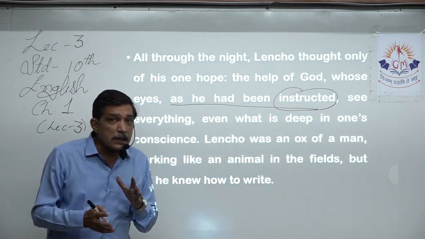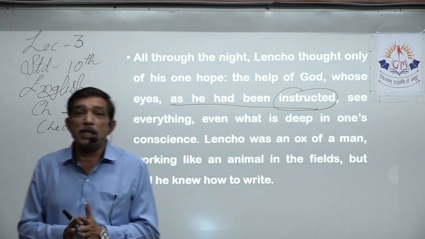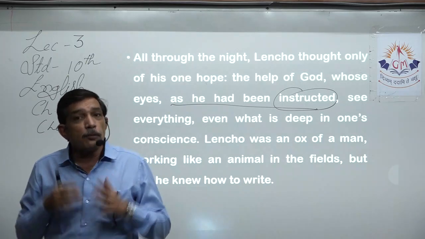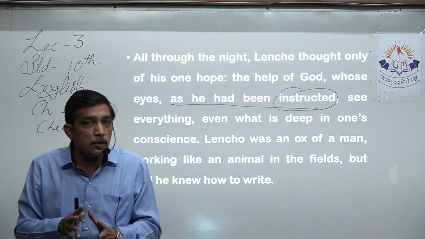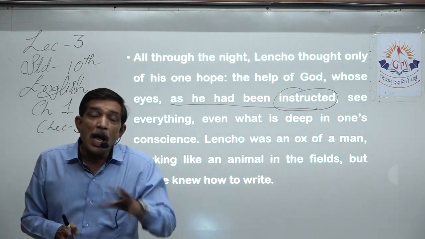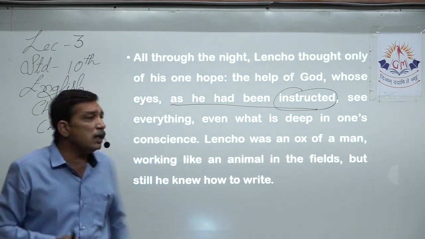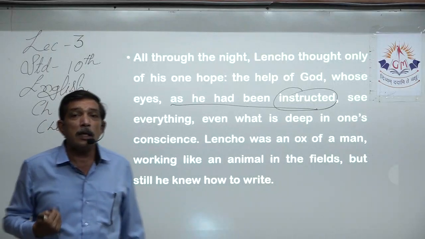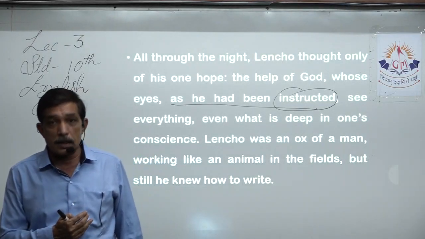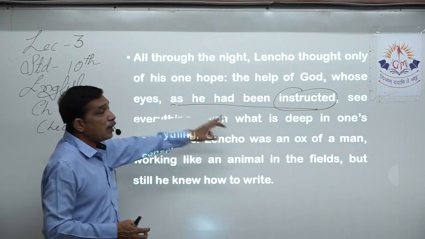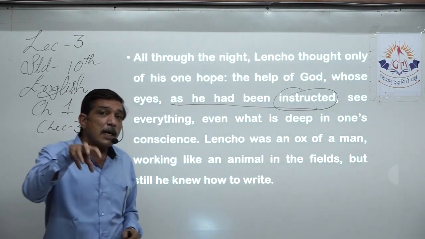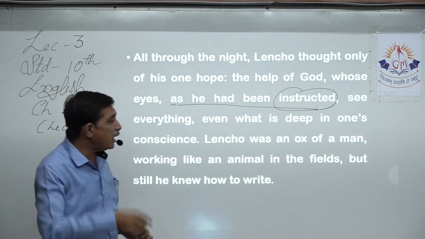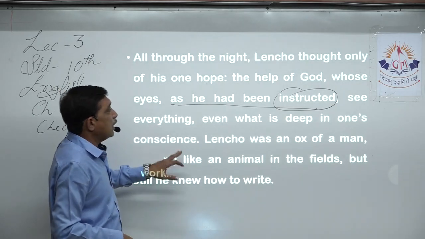Yes, this is where we need to understand the language. We have to read in between the lines. We have to be with the author if we want to understand actually what he is trying to say and how he is trying to say it. How does he put his words? If we just read 'as he had been instructed', we will not be able to understand the correct meaning with which the author has written. So, as he had been instructed, that means as he had been told right from the start, right from the childhood.